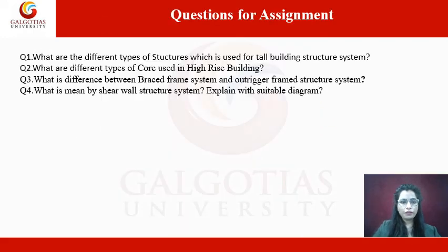Here we have 4 questions for your assignment. First, what are the different types of structure used for tall building structure systems, and what are the types of core used in high rise buildings? Next, what is the difference between braced frame system and outrigger frame structure system? What is meant by shear wall structure system? Explain with a suitable diagram. You have to solve all these questions.